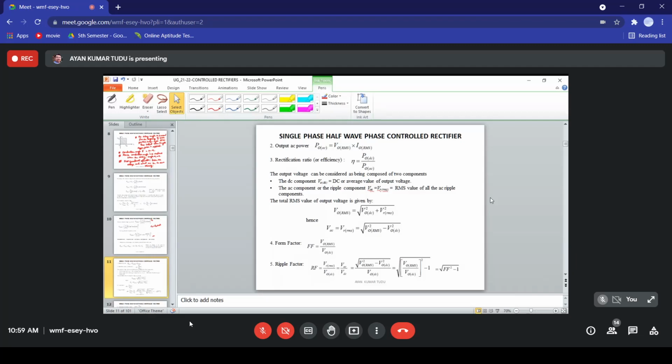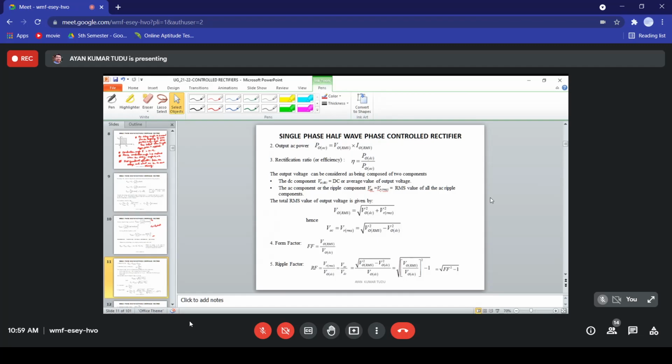Okay. What about the form factor? Form factor is equal to V0 RMS by V0 DC. What about the ripple factor? That is equal to how much? Ripple factor will be equal to root over of form factor square minus 1. Okay, so please remember that I have not solved any particular problem, but you may try to solve this type of problems where the alpha value will be given from any book.